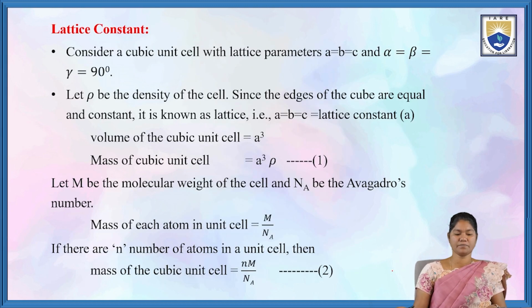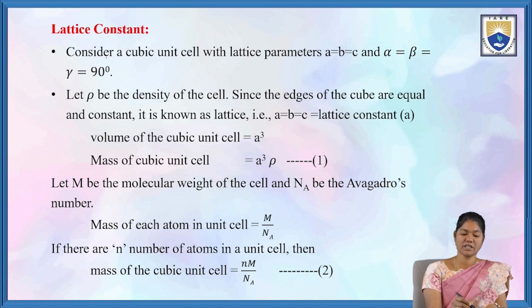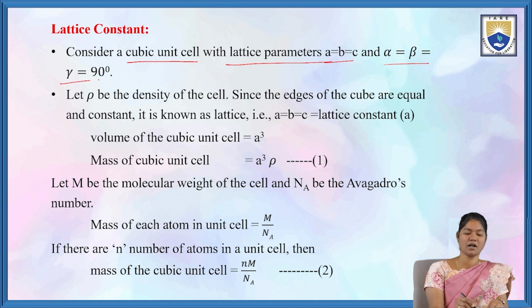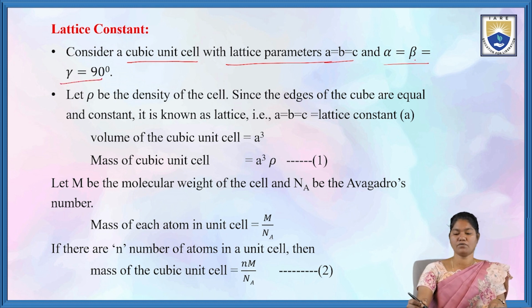So next we'll talk about lattice constant. We'll derive the expression for the lattice constant. For that we are considering a cubic unit cell with lattice parameters a equal to b equal to c, and the interaxial angles alpha, beta, gamma equal to 90 degrees.